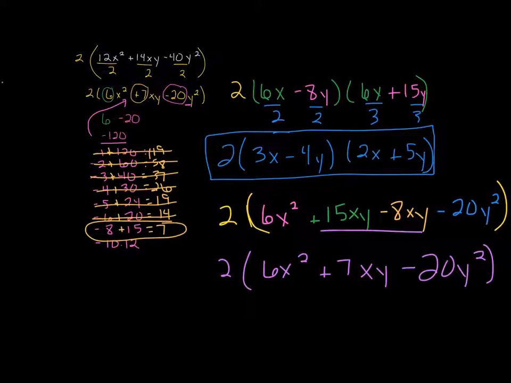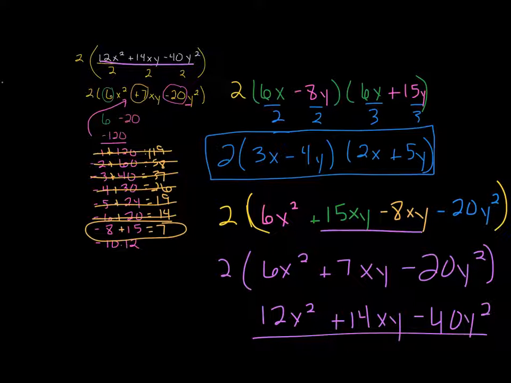And now let's distribute the 2. So 12x squared plus 14xy minus 40y squared, which is what we started with. So that is correct.